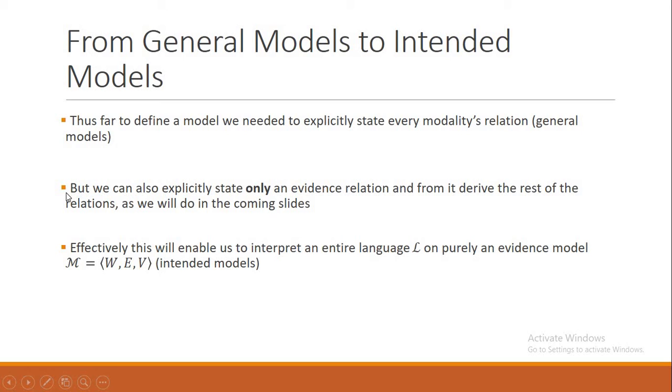And this seems like something we should be able to do because, for example, in the example we gave in the beginning of the dog barking, we first checked the evidence, and based on that evidence, we ranked the possible worlds in front of us according to plausibility. According to the evidence, we determined the plausibility. And then based on this plausibility ranking, we formed our beliefs. So this is something that we want to be able to do. And effectively, this would also enable us to interpret an entire language L on purely an evidence model. So we won't need to include in our signature the other modal operators. We can just have an evidence model only containing the evidence relation, and from that derive the other operators and relations we need.